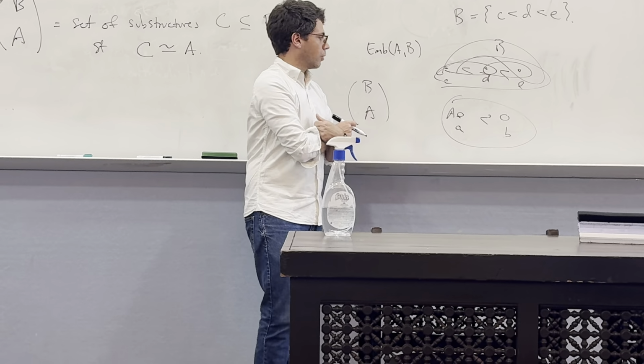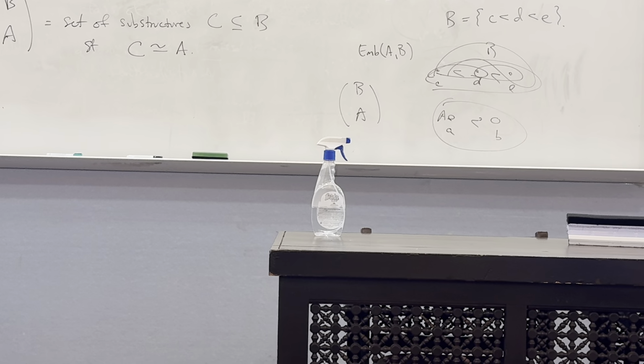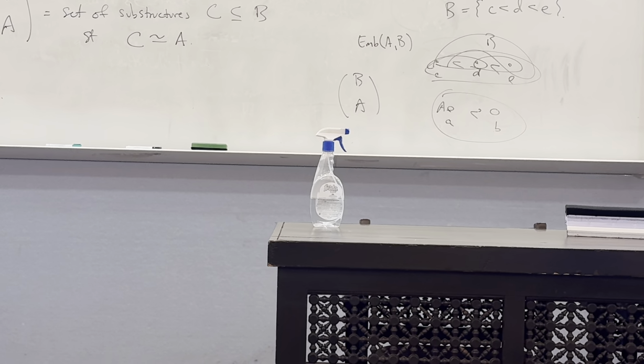Can anyone come up with an example where the embeddings are different than the isomorphic substructures? Adam? I would change the structures to not be rigid. Yeah? So I would choose graphs. So there you would have the embeddings being different than copies of the structure. Yeah, great.